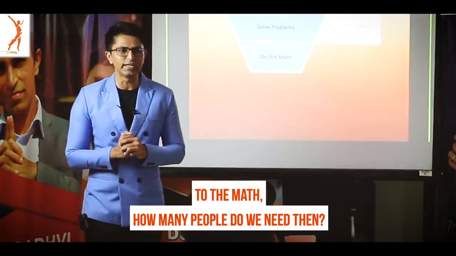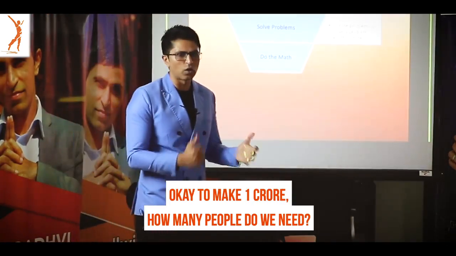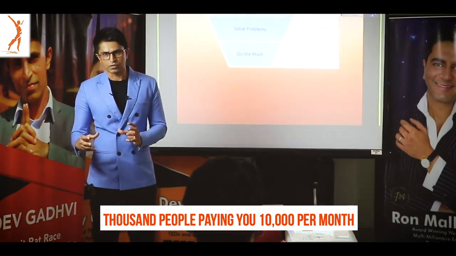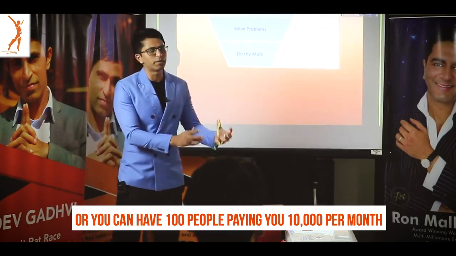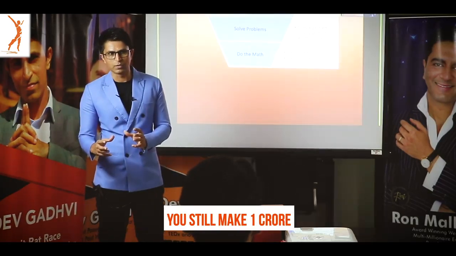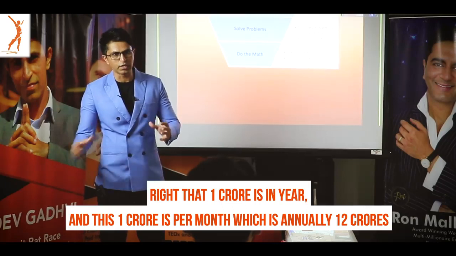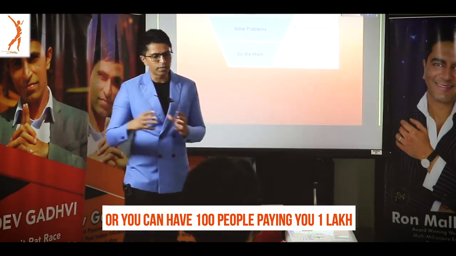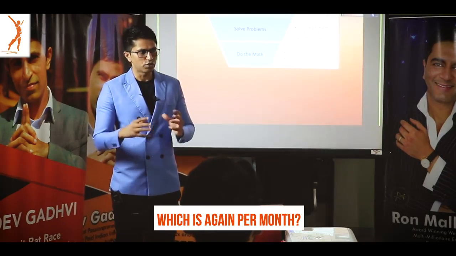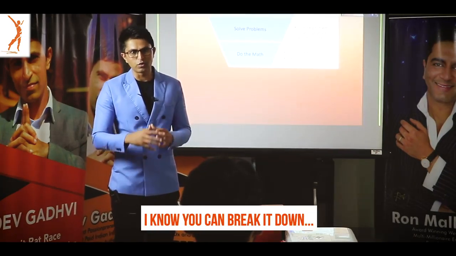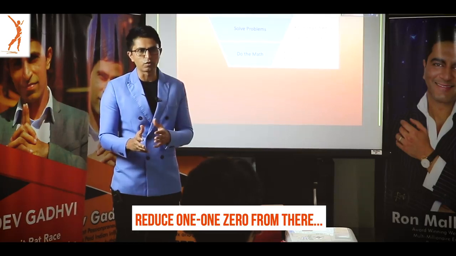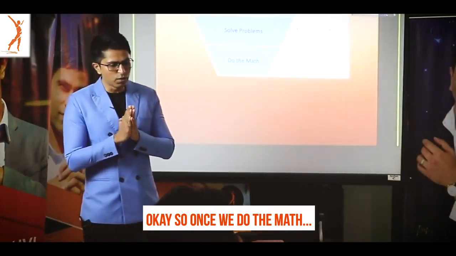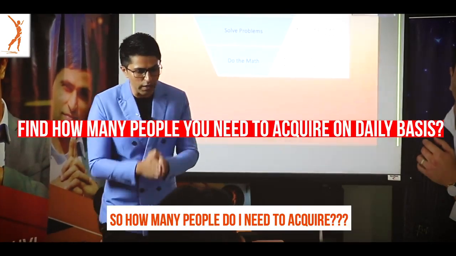Okay, so let's do the math. How many people do we need then? Okay, to make 1 crore, how many people do we need? Now, 1,000 people paying you 10,000 per month. Or you can have 100 people paying you 10,000 per month. You still make 1 crore. Right? That 1 crore is a year. This is 1 crore per month. This is 12 crores. Or you can have 100 people paying you 1 lakh, which is again per month. Now I know you can break it down, reduce 110 from here. You can still get there. Byproduct.